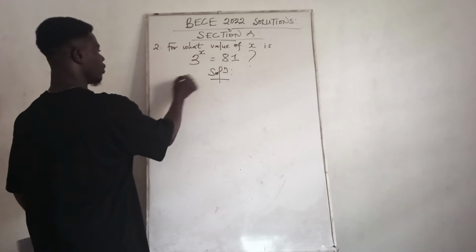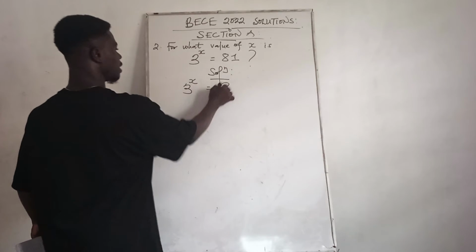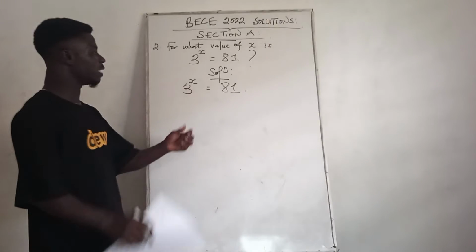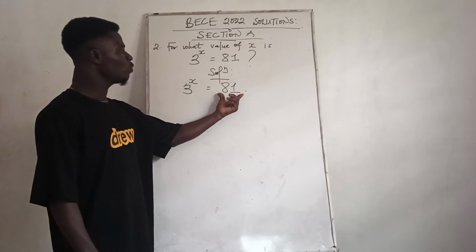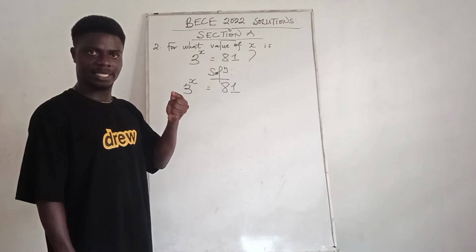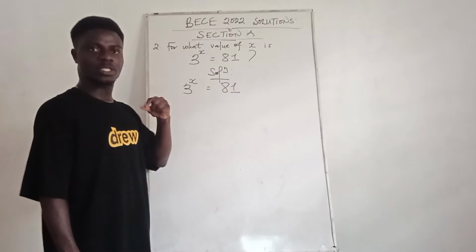So I have my 3 to the power x, which must be equal to 81. Then we have to take note: can we change 81 to a base of 3? You understand that? 81 to the base of 3.